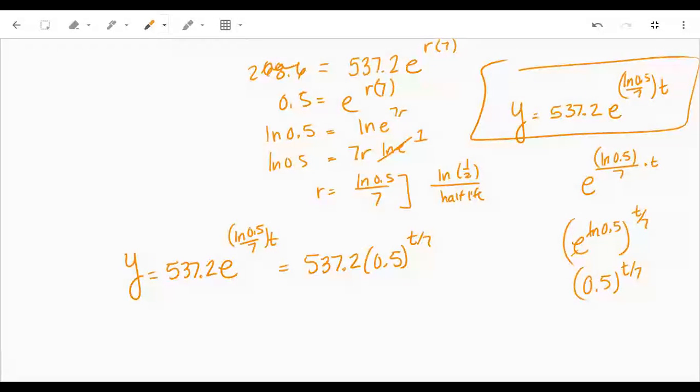Okay. But then part B says find the amount present in 13 hours. So just plug 13 in. Okay, so for part B, how much after 13 hours? We're going to have 537.2 times 0.5 to the 13 over 7. Okay, and they're going to let you use your calculator for that, and we should get 148.3 grams.